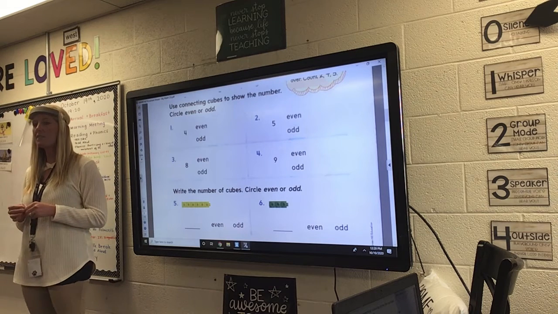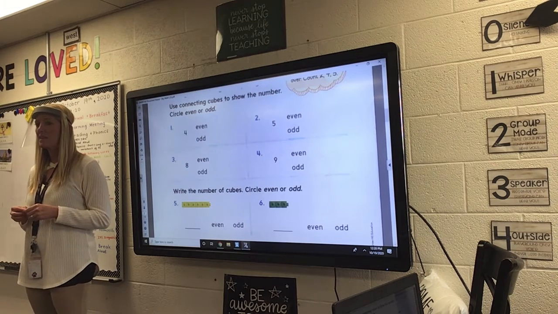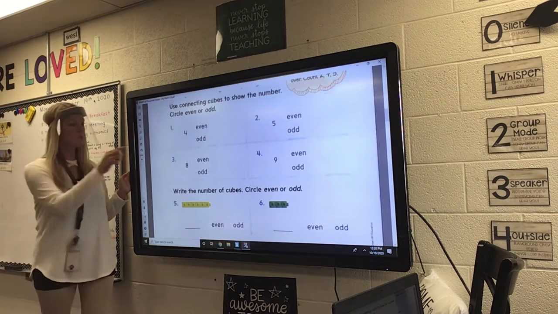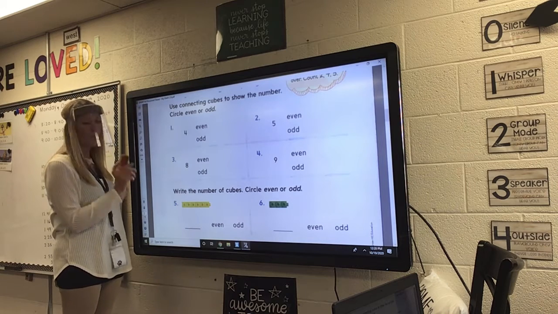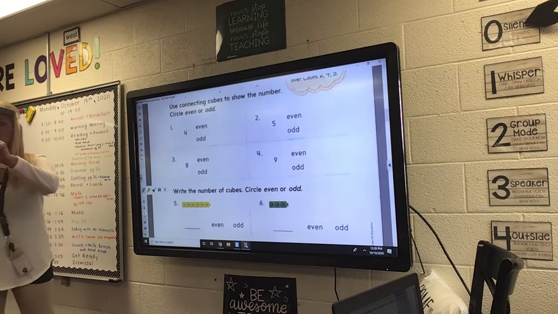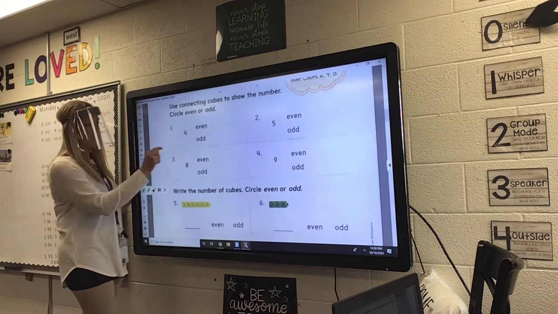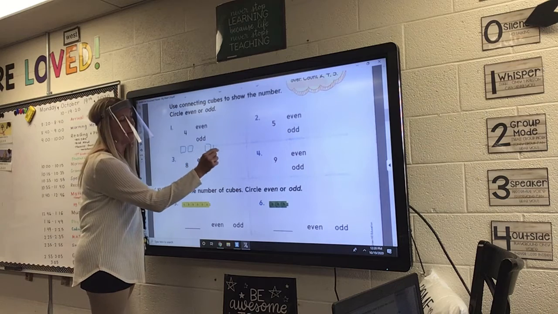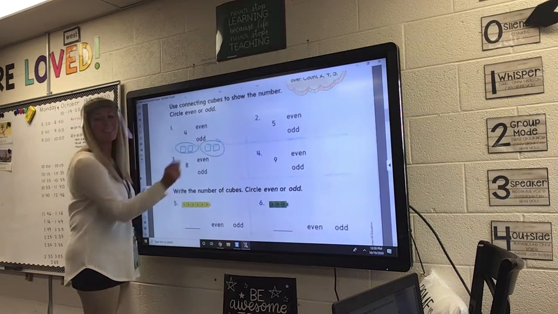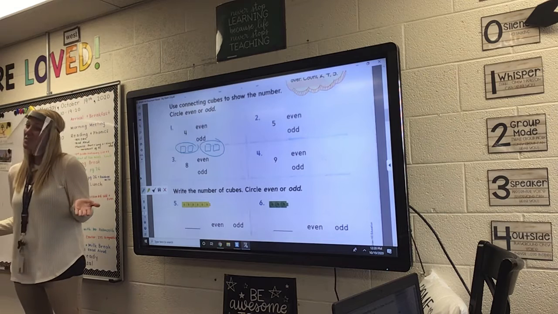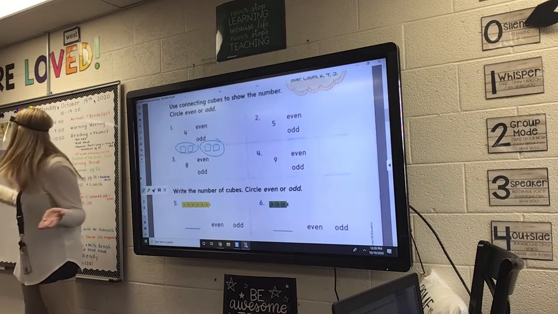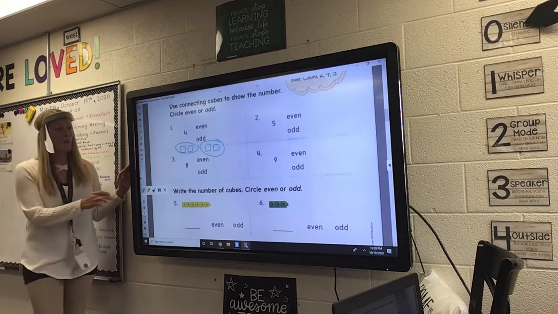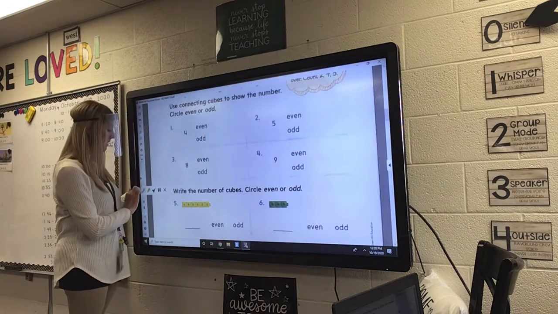Charlotte, is 4 odd or even? Okay, think about 4, Charlotte. We have 2 blocks. So 4 is actually like 2 plus 2, right, Charlotte? Gives us 4. So if I draw 4 blocks, 1, 2, 3, 4, they both have partners. It's like a double. Is there any left over, Charlotte? No. So 4 is not odd, but it is even. So a number 4, you should circle even.